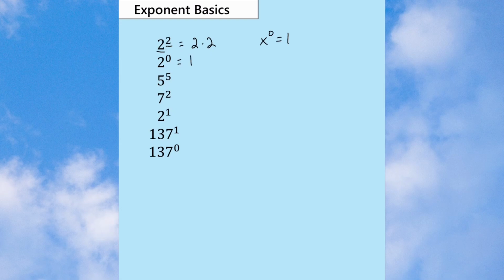What about 5 to the 5? Well, the base number is 5, and we're multiplying it by itself 5 times. So that would be 5 times 5 times 5 times 5 times 5, which is 125 times 25. In the case of 7 to the 2, it's going to be 7 times 7, which is 49. 2 to the 1 is multiplying 2 by itself 1 time, or just 2. 137 to the 1 is 137, because we're multiplying it by itself once. And then 137 to the 0 is 1. This final example is to show that no matter what number you have, if you raise it to the 0th power, or the 0th exponent, it's always going to be 1.